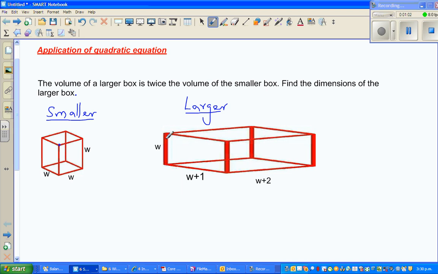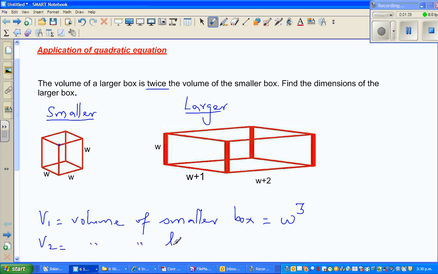And what they're saying is the height is W, the width is W plus 1, and the length is W plus 2. And this is a crucial word here: the volume of the larger box. So let me write V1 is the volume of the smaller box. Now you know the volume of a cuboid is length times width times height, so W times W times W is W cubed. V2 is the volume of the larger box, which would be W times W plus 1 times W plus 2.